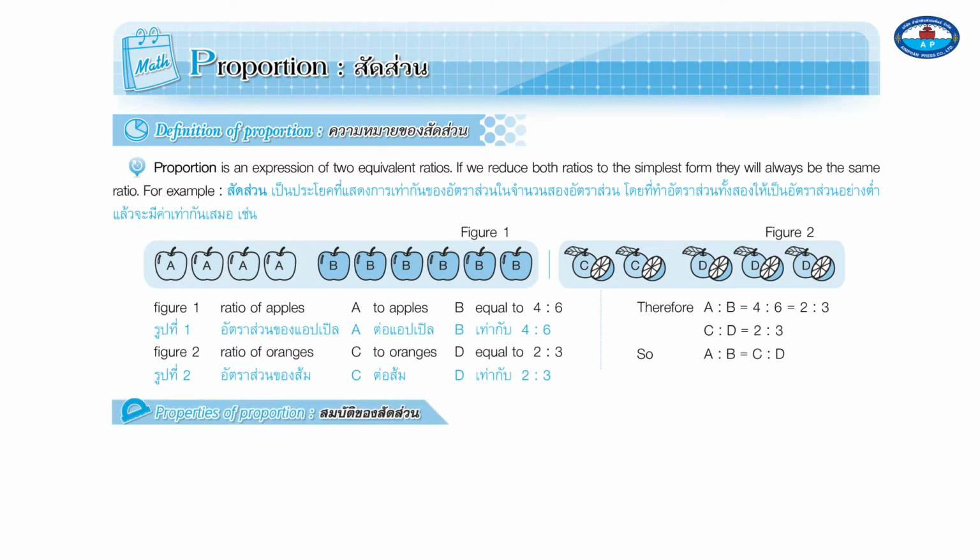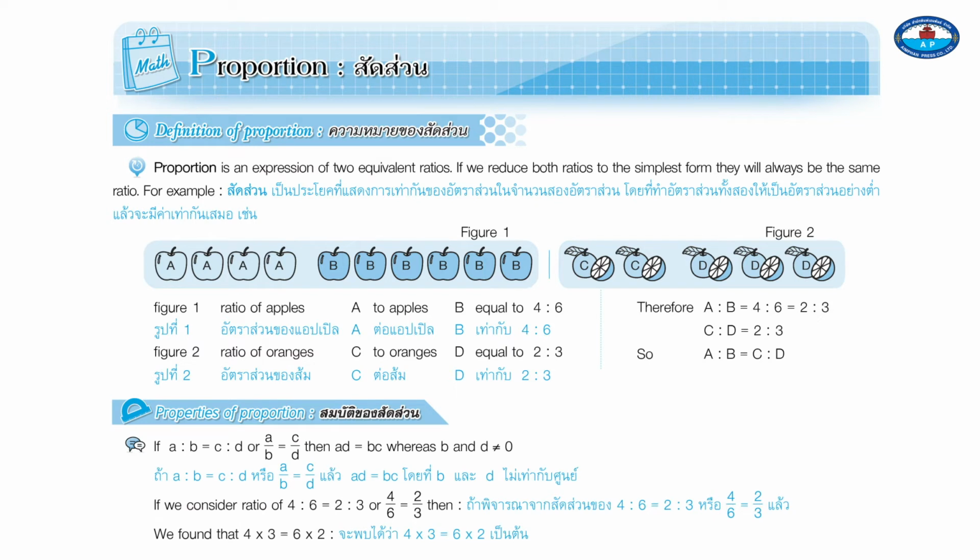Properties of proportion. If A:B equals C:D, or A over B equals C over D, then AD equals BC, whereas B and D do not equal 0. If we consider ratio of 4:6 equals 2:3, or 4/6 equals 2/3, then we found that 4 times 3 equals 6 times 2.